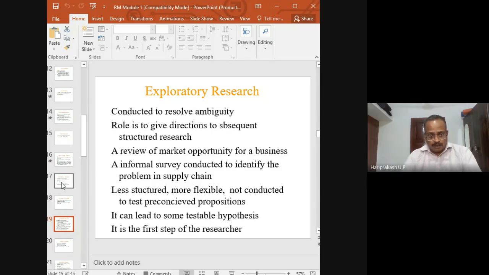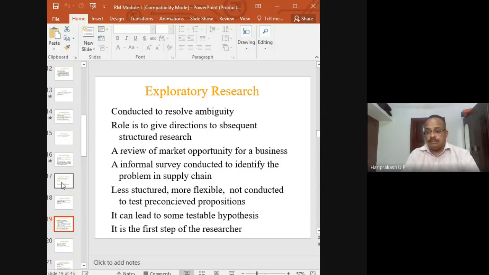A review of market opportunity for a business, you can just analyze as an example. You want to see the market opportunity. You are doing market opportunity research before you start a business. That is exploratory research. Another example is an informal survey conducted to identify a problem in the supply chain.